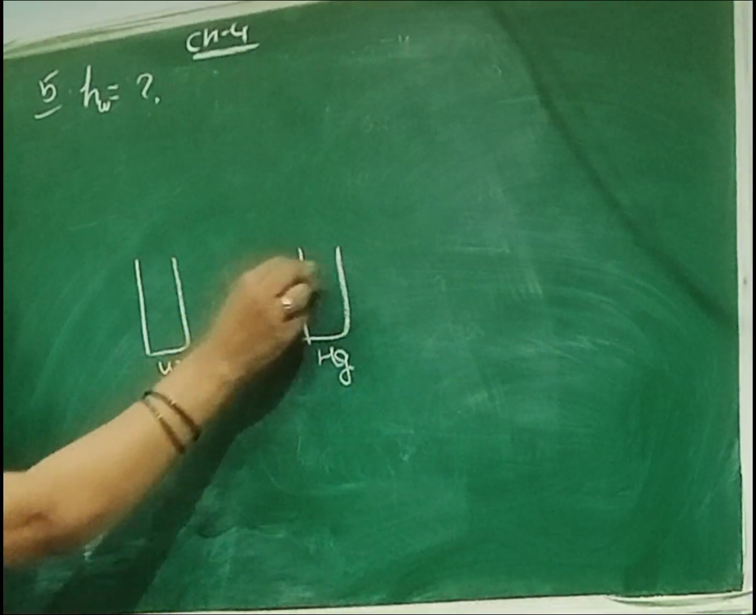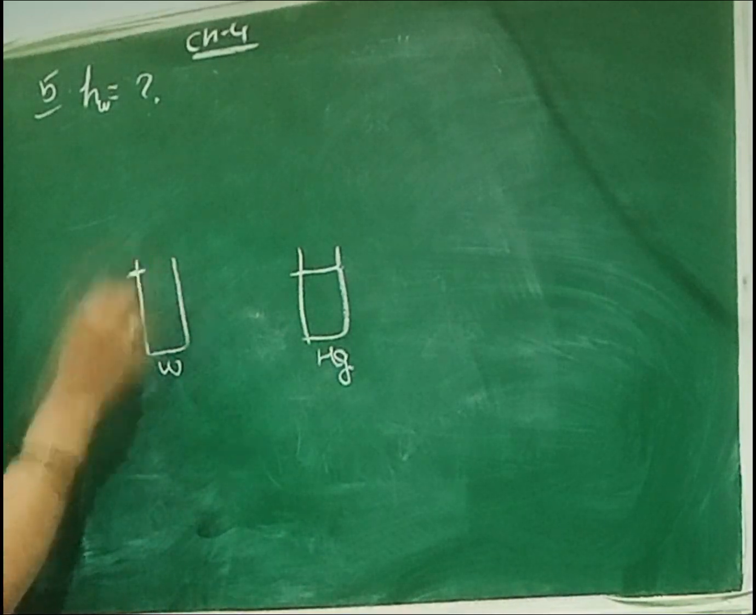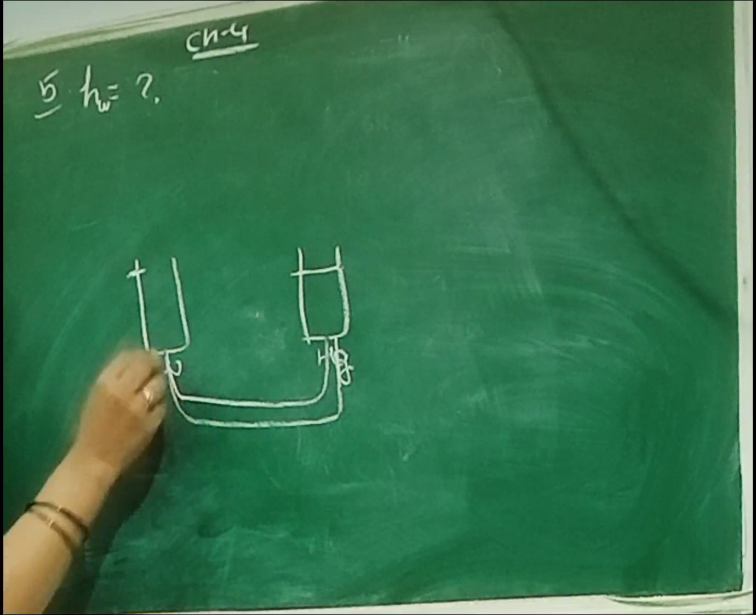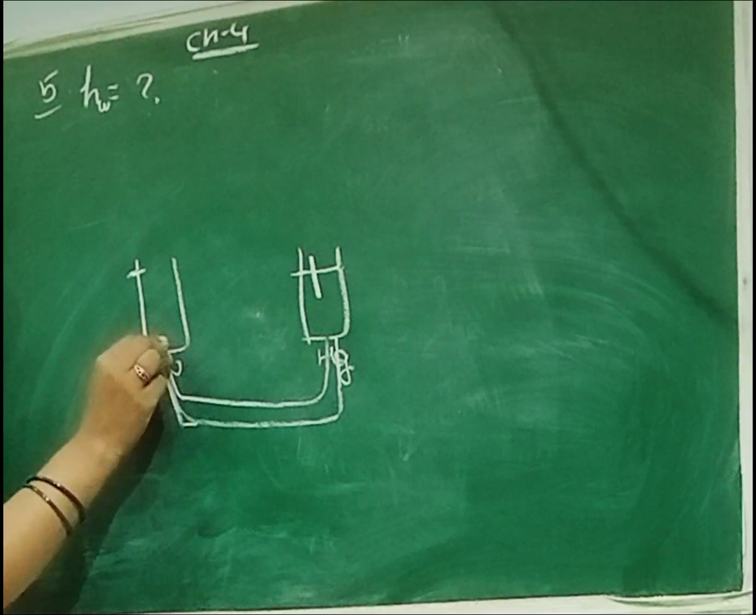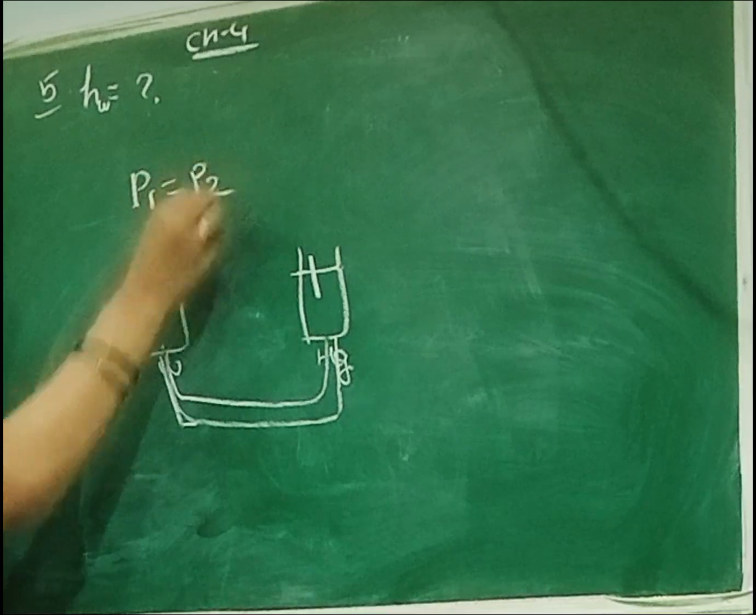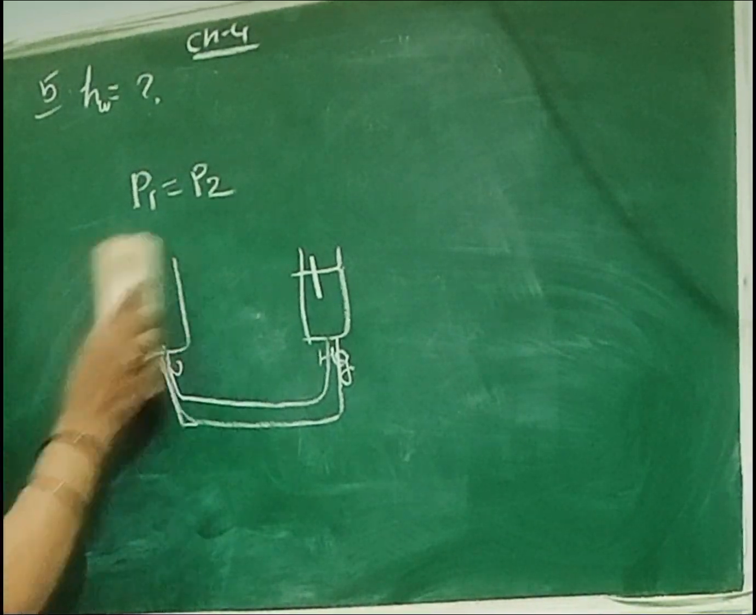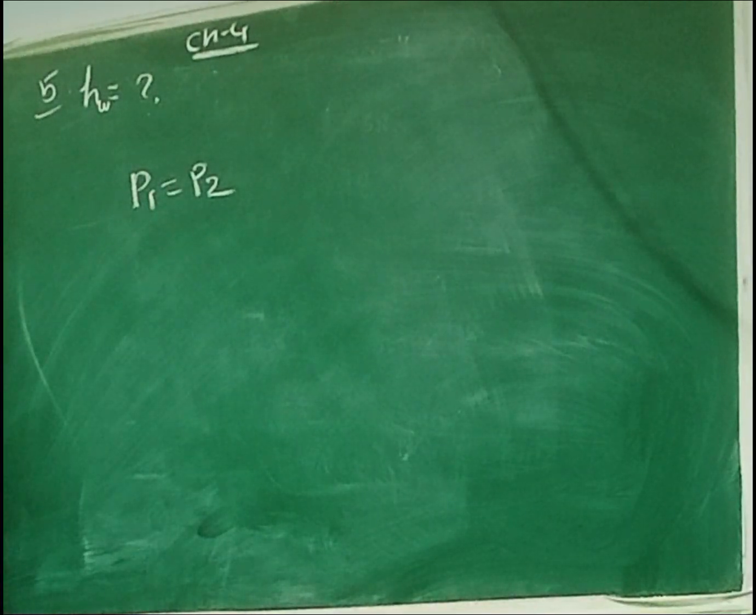The height of mercury and the density of mercury are given to you, and you need to find out the water, but the pressure applied by both the things is equal. So you need to remember, whenever you apply pressure on one side, there is equal pressure on the second one. Okay, so P1 is equal to P2. This thing you need to remember.